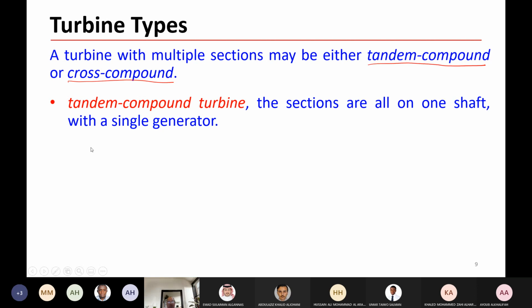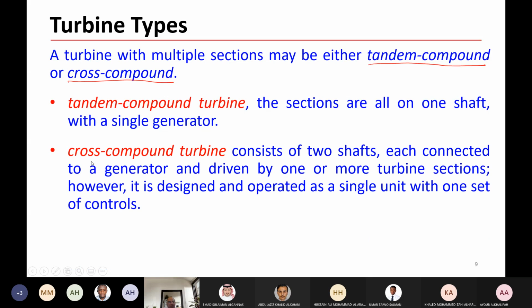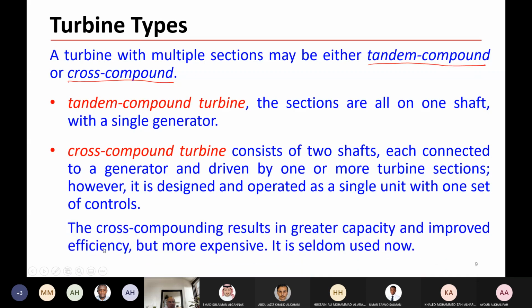In tandem compound, the sections are all on one shaft with a single generator. Cross compound consists of two shafts, each connected to a generator and driven by one or more turbine sections. However, it is designed and operated as a single unit with one set of controls. The cross compound results in greater capacity. You can increase the capacity of the system, but of course this will be at the expense of the control. It is more expensive and seldom used nowadays.